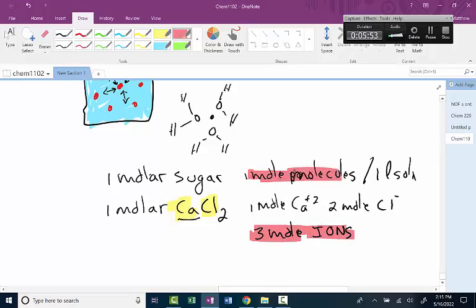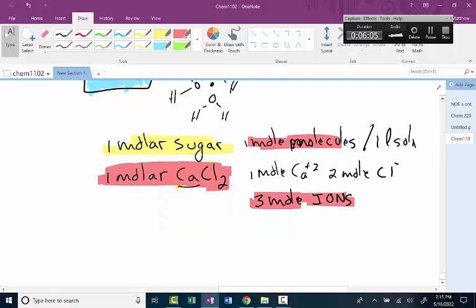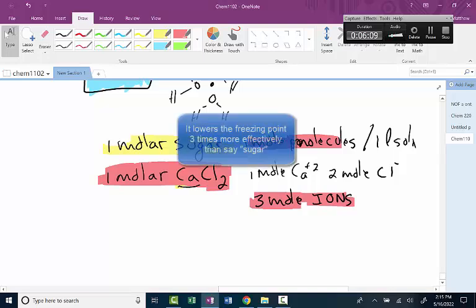So we expect 1 molar calcium chloride to lower the freezing point more than 1 molar sugar. And that's exactly what happens. That's why they use calcium chloride to melt snow, or melt ice. It lowers the freezing point.